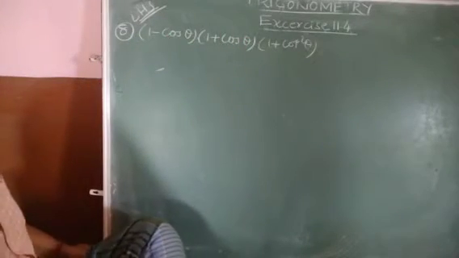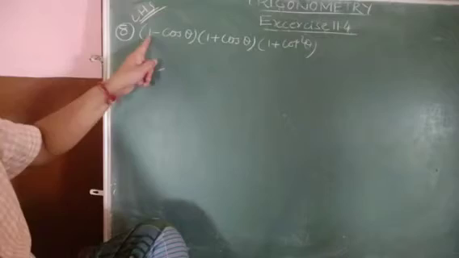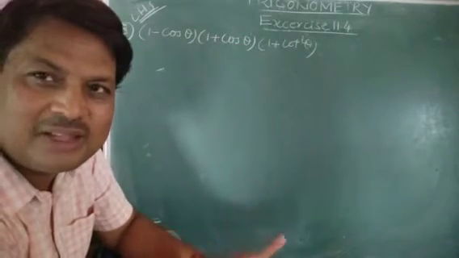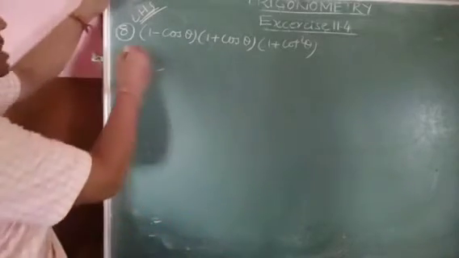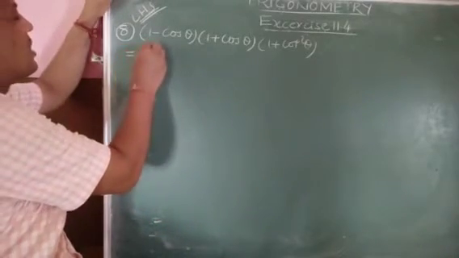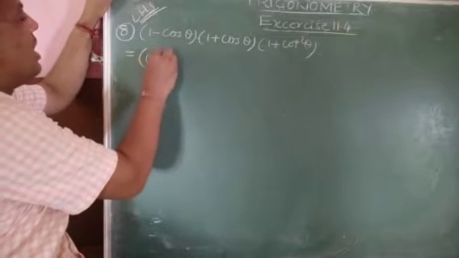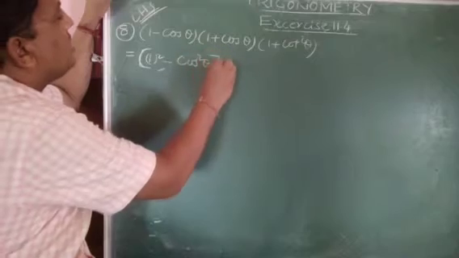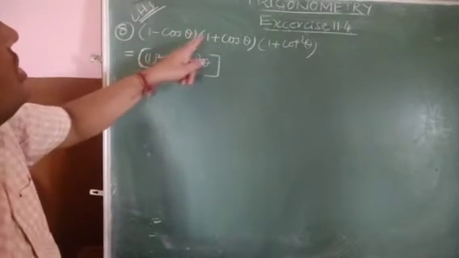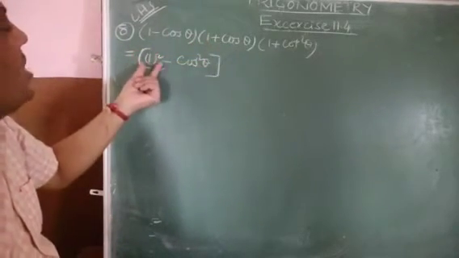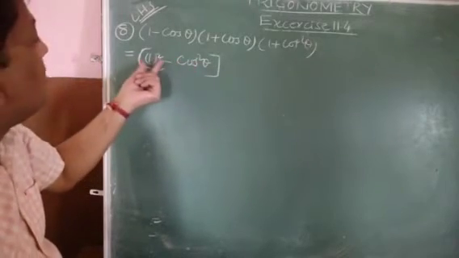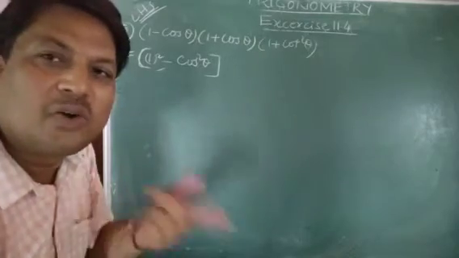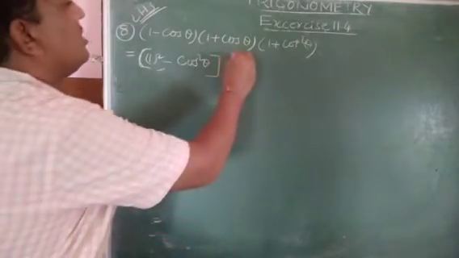So here we have 1 minus cos theta, 1 plus cos theta. Yes, any idea? A minus B, A plus B. So you can go for it. First you try 1 square minus cos square theta. A minus B into A plus B is equal to A square minus B square. That is 1 square minus cos theta whole square, and cos theta whole square is nothing but cos square theta.